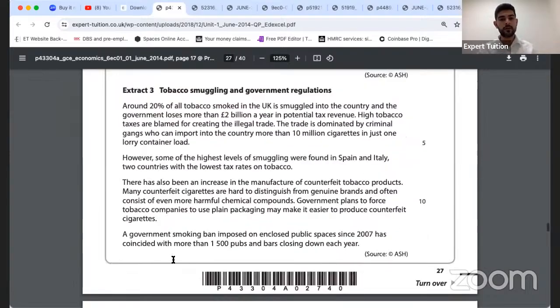Well, here you go. Government failure right at the bottom of the paragraph for you right there. It says, a smoking ban imposed in enclosed public spaces since 2017 has coincided with more than 1,500 pubs and bars closing down each year. Unintended consequence, government failure. Easy?